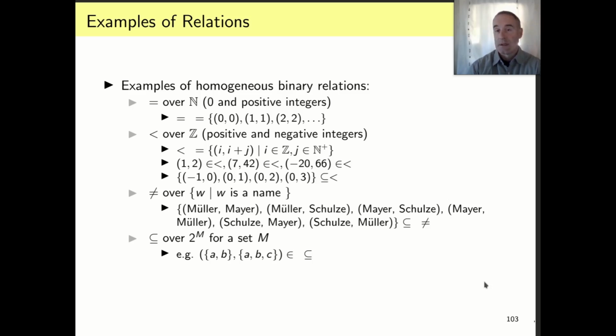Not equals is another homogeneous binary relation. So if our set is W, where W is a name, and we're taking our previous example of German students in computer science courses, Müller is not the same as Meyer, Müller is not the same as Schultz, and so forth. And we could also look at the subset relation. So that's over the power set of M. We introduced power set a while back. And {A, B} is a subset of {A, B, C}, and so on.